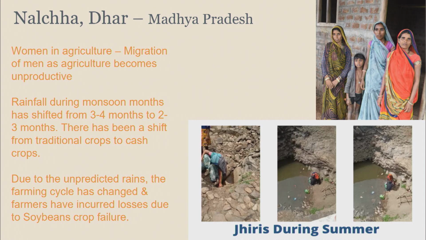Let's go to another village. This is in Madhya Pradesh. Migration, women in agriculture. You have the monsoon, which has shifted to a 2 or 3 month cycle from a 3 or 4 month cycle, which basically means the cropping pattern changes, moving to crops like gram, which does not need irrigation, or millets and jowar. Those are the crops you're moving to from wheat, which was your old crop.